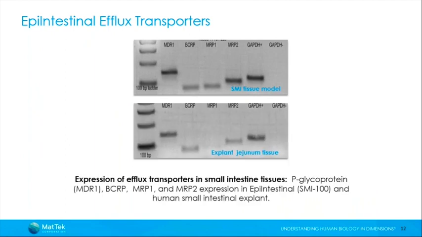So we continue characterization of the tissue by looking at whether we can use it for drug permeation, drug absorption, and drug metabolism studies. This tissue has to express drug transporters, both efflux and influx transporters. And in this case, as you can see here, the major drug efflux transporters.